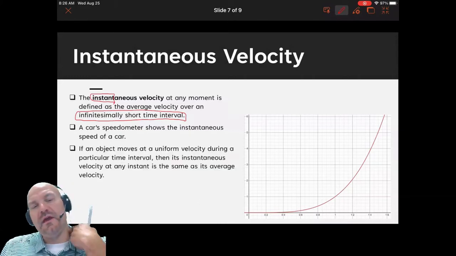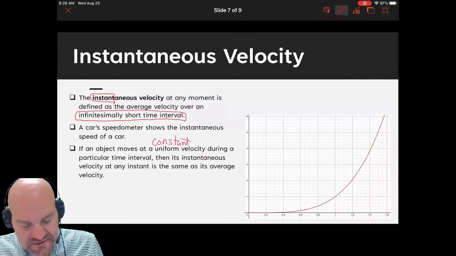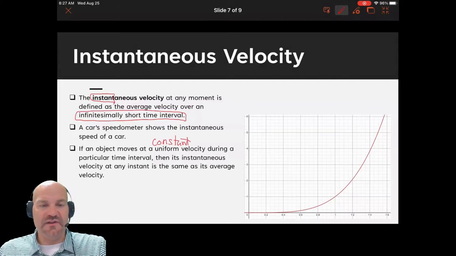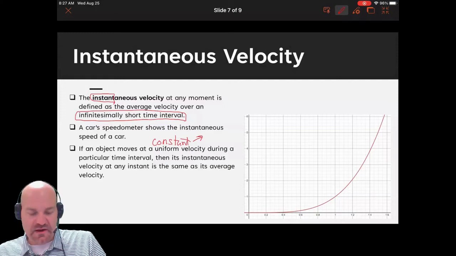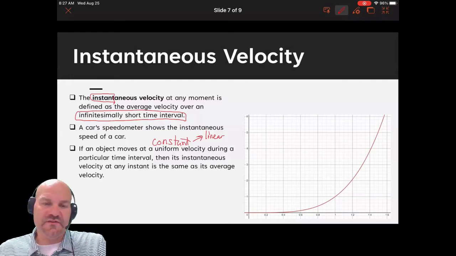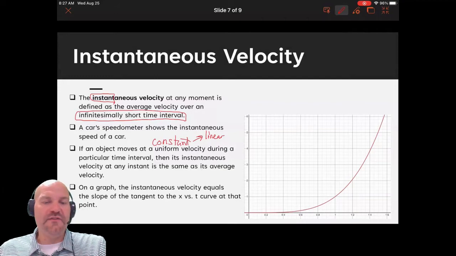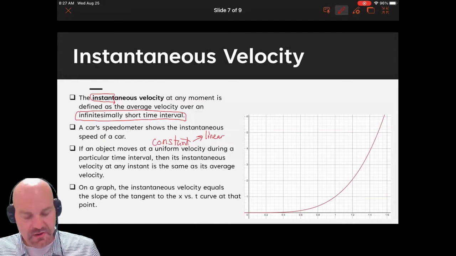Now, if an object moves at a uniform velocity, uniform meaning constant during a particular time interval, then its instantaneous velocity at any instant is the same as its average velocity. Constant on a position versus time graph means it's going to be a linear relationship, and the slope of a line does not change over time. Now, on a graph, the instantaneous velocity equals the slope of the tangent to an x versus t curve at that point.